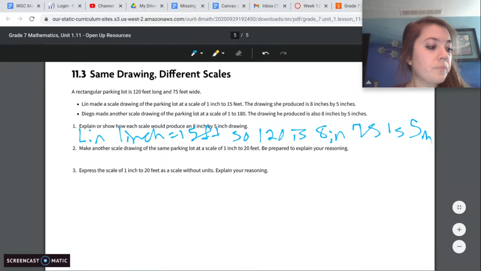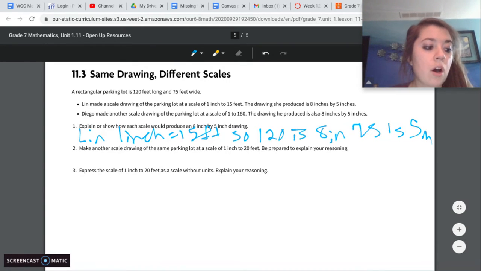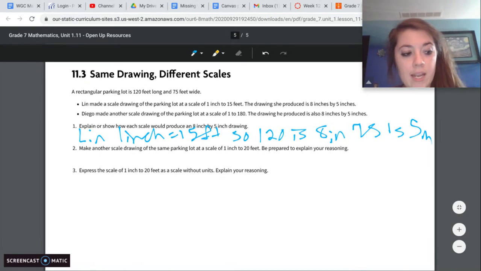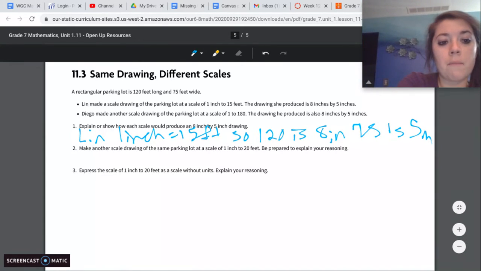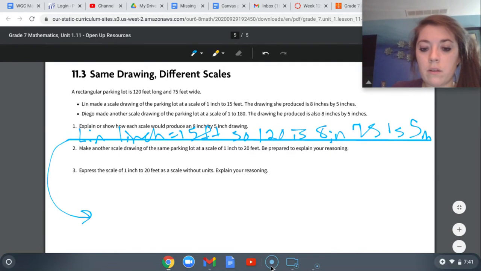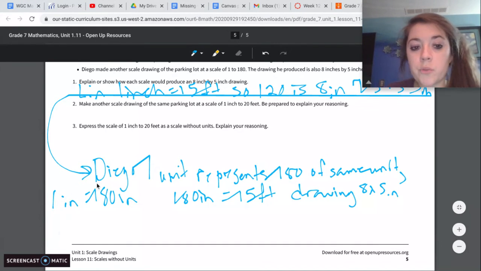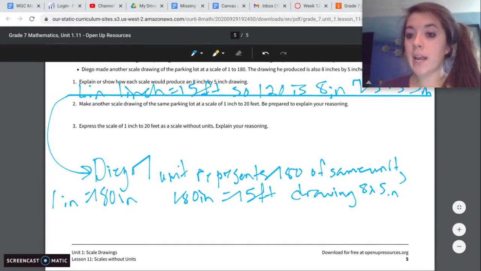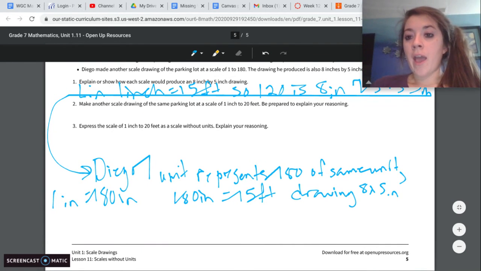Now with Diego, 1 unit represents 180 of the same unit. So the 1 and the 180 are in the same unit. So if 1 inch equals 180 inches, 180 inches equals 15 feet. We can use that to help us, as it's in the same unit. So I'm going to write it down here. Once again, I apologize for the weird lines this does. This is 1 unit represents 180 of the same unit. So if we consider it in inches, 1 inch equals 180 inches. 180 inches is the same thing as the 15 feet.